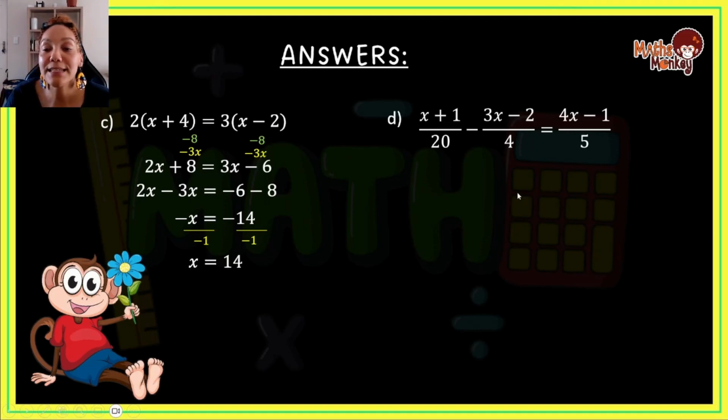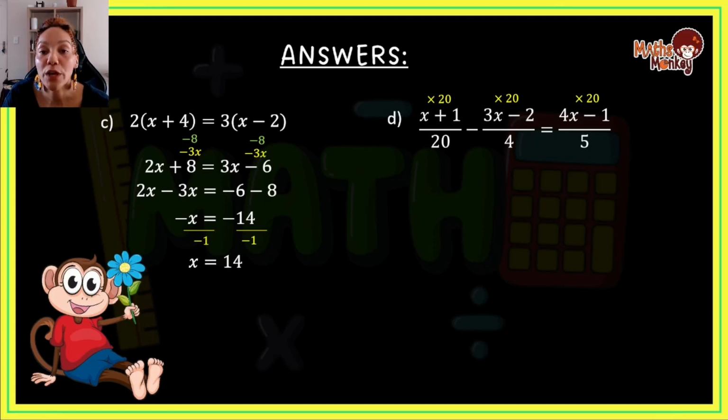Okay, now in this case, again, I've got 3 different fractions now. And I want you to pay attention here. If I look, I've got 20, I've got 4, I've got 5. So my lowest common multiple for each of these is 20. If I wrote down all the multiples for each of the 3 of them, the lowest number that they'll all have in common is 20. So what you have to do here is multiply each term by 20.